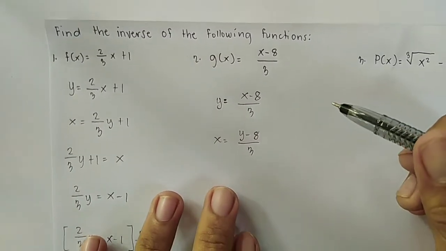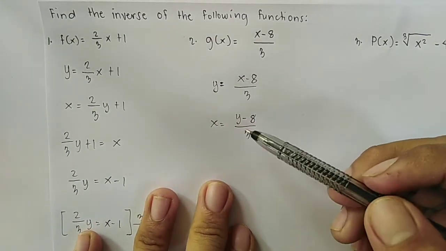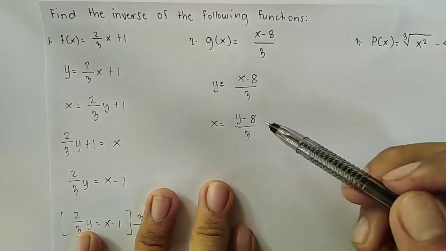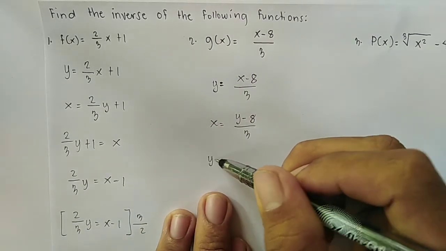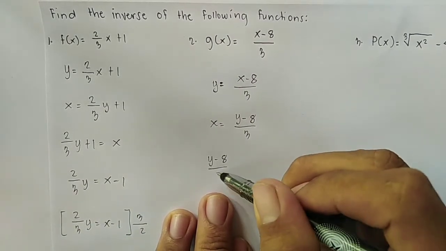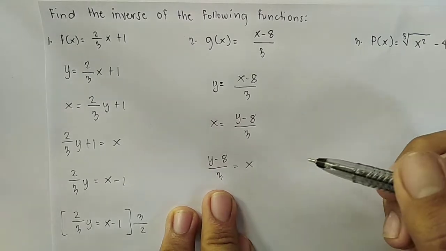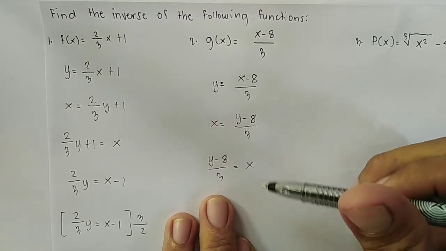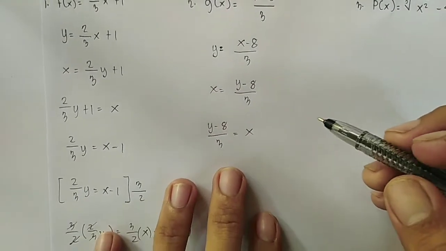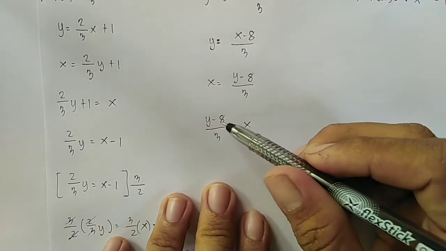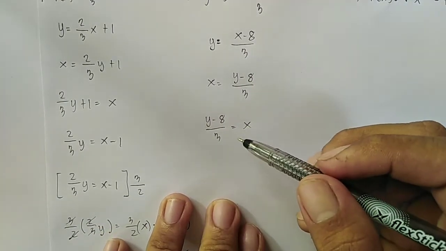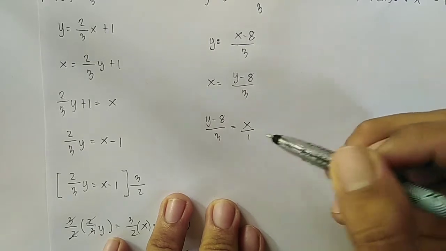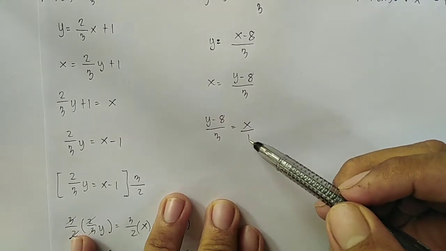Then afterwards, we have to express the expression in terms of y. So interchange the left side and right side. No sign will be changed since we simply interchange both sides. Now, in order to simplify this one, we have to cross multiply. So x is automatically over 1.